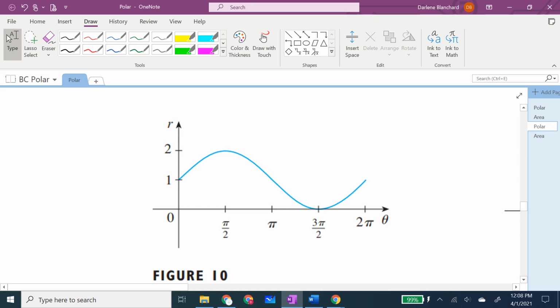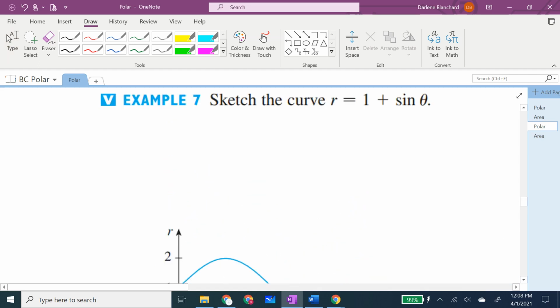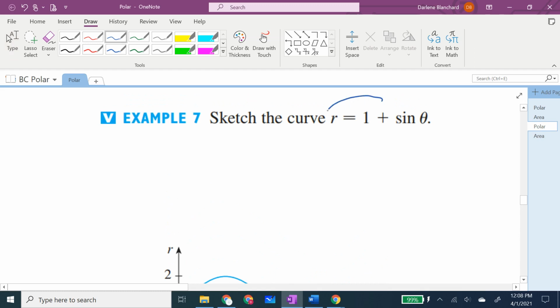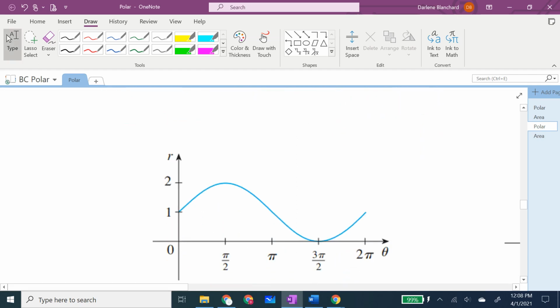So what I recommend you do is first draw what this is as a Cartesian graph. If this was y equals 1 plus sine x, then it's the graph of sine x shifted up 1 unit. So there you go, graph of sine shifted up 1 unit. You know that goes through a whole cycle in 2 pi. All look familiar?